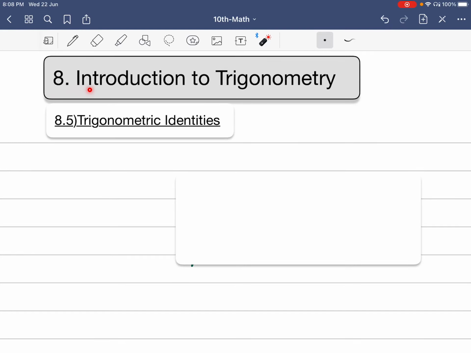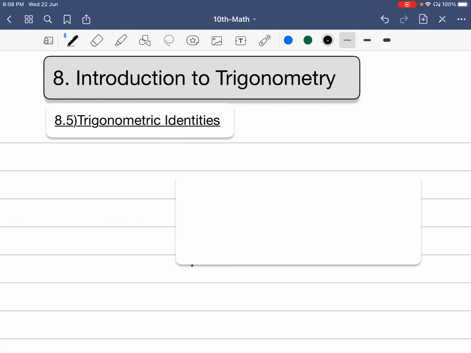So we are continuing our discussion with chapter number 8, which is Introduction to Trigonometry. And in this video, we are going to discuss the last section of this chapter, section 8.5. It's called Trigonometric Identities.